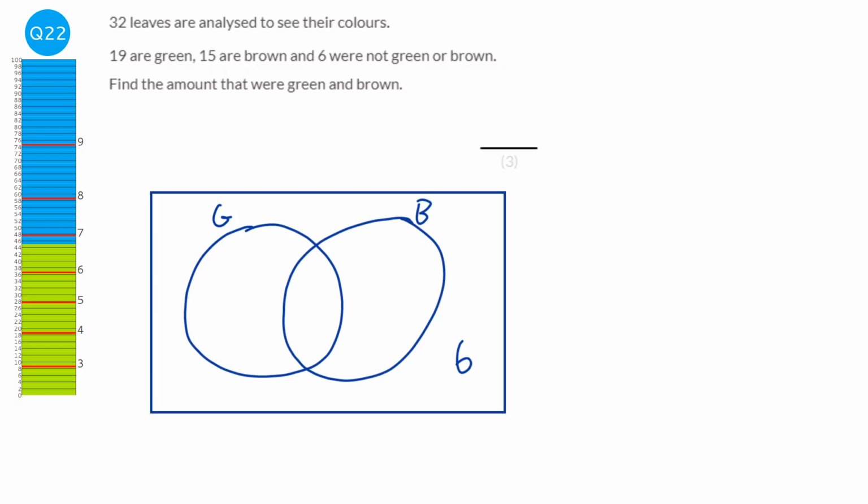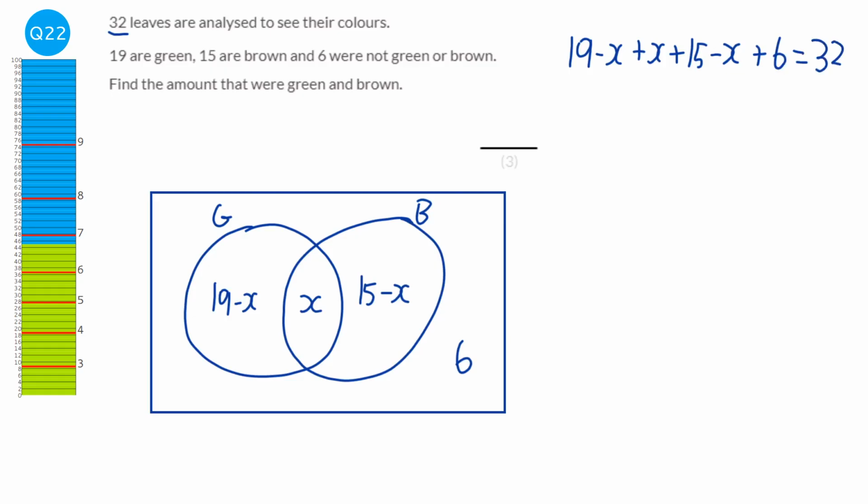So what we can do is we can label the center X, and we can say that there are 19 take away X just green, because they could have been both green and brown. And for the brown we can do the same, so it'd be 15 minus X. And for the next step, we know that all of them together add up to 32, because it says in the question. So we're going to add all of these, the 19 minus X, the 15 minus X, and the 6 together, and we know that equals 32.